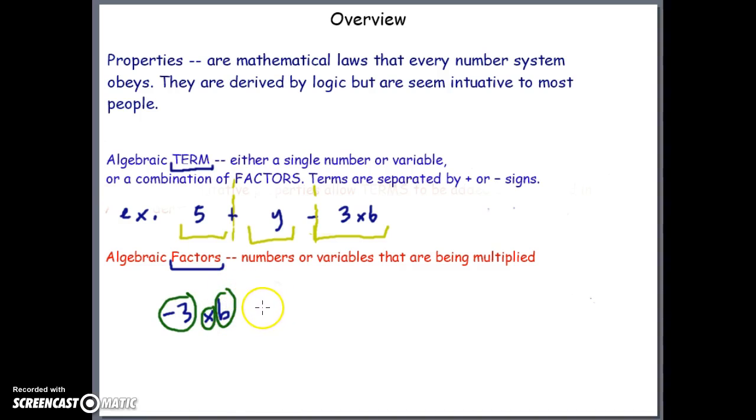So if we added, let's just say, for example, 5v, right? In this example, we've got two factors. In total, if we counted up the number of terms that this expression had, we would have two terms because here's the addition sign. And the first term has three factors. The second term only has two factors. So those are examples of what terms and factors are.